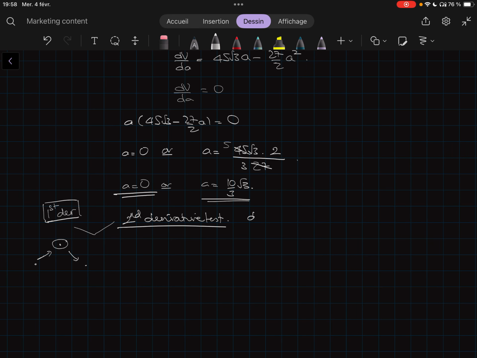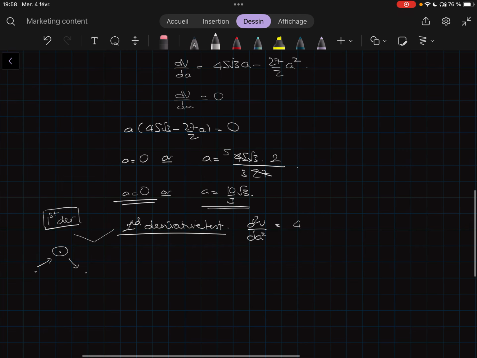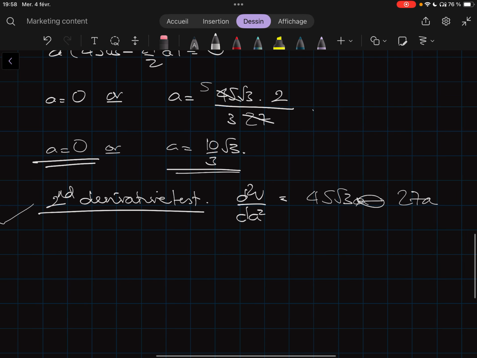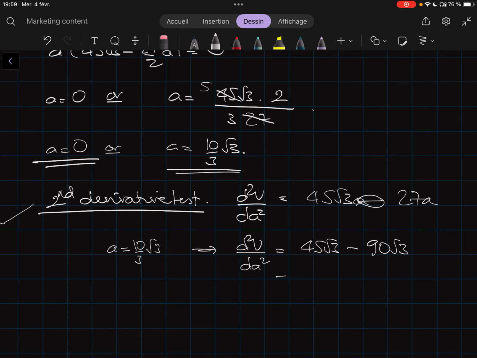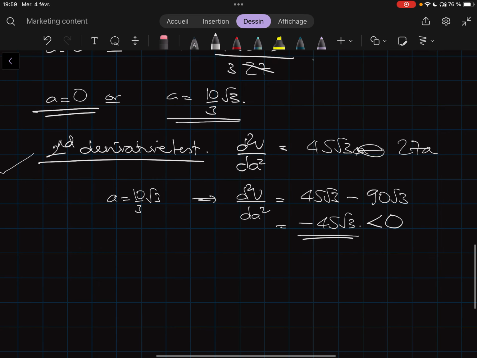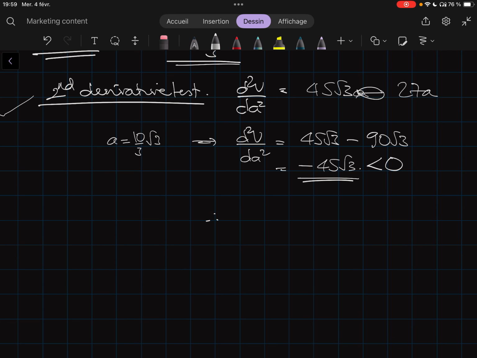Differentiate this a second time, and we are now down to a linear equation. Substitute A equals 10 by 3 root 3. The second derivative will now become negative 45 root 3. And since this is less than 0, we can conclude that it is indeed a maximum.